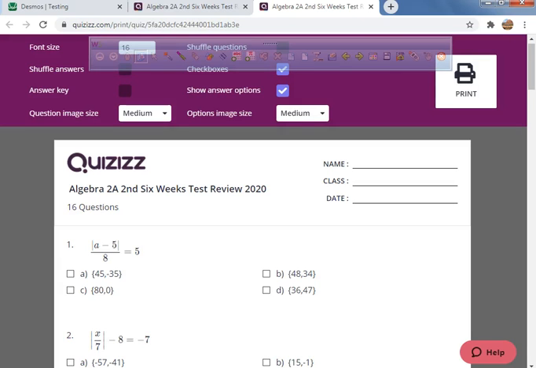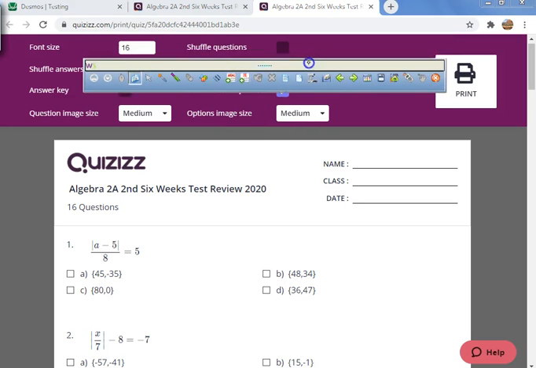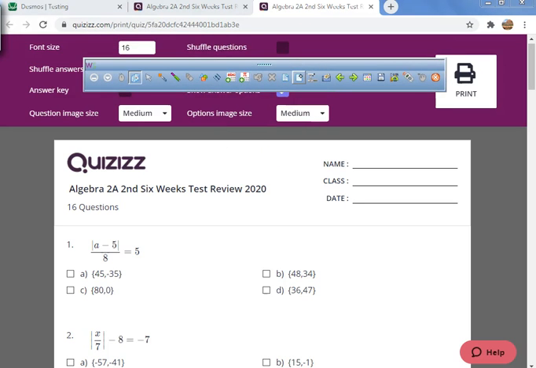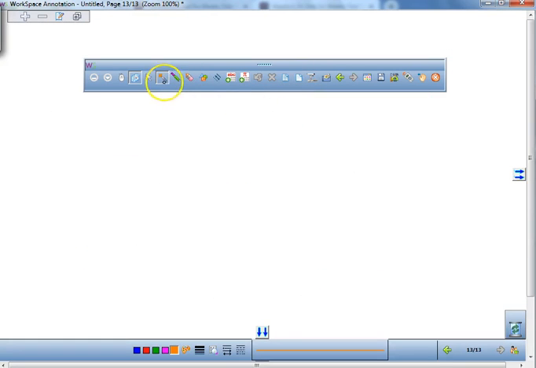All right, so what we're going to be working on today is this 6 weeks test review. So make sure whatever I write down, you write down into your journal. All right, we're going to take a look at this problem by problem. So if we take a look at the very first one, whoops, didn't mean to do that. There we go.